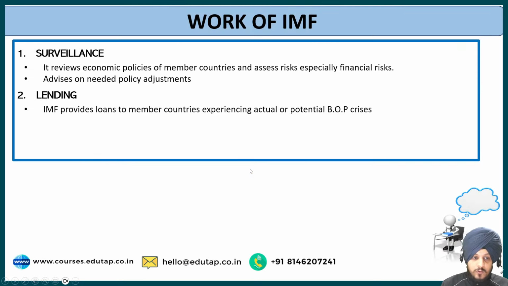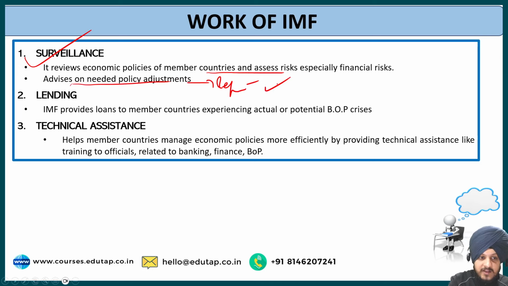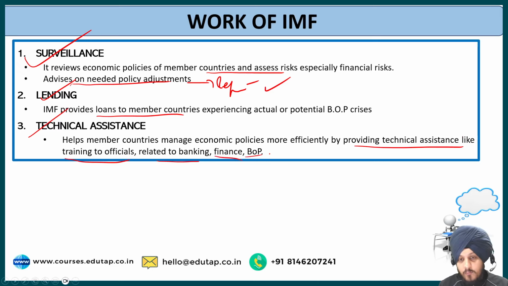Now let us go through the slide. I've already explained the surveillance, in which the IMF reviews economic policies of member countries, assesses risks and advises on the needed policy adjustments through its reports and expertise. And then the lending, in which the IMF provides loans to member countries, and then the technical assistance, where the IMF provides technical assistance like training to officials related to banking, finance, balance of payment, etc. So this is how the IMF works and these are the major functions of the IMF.